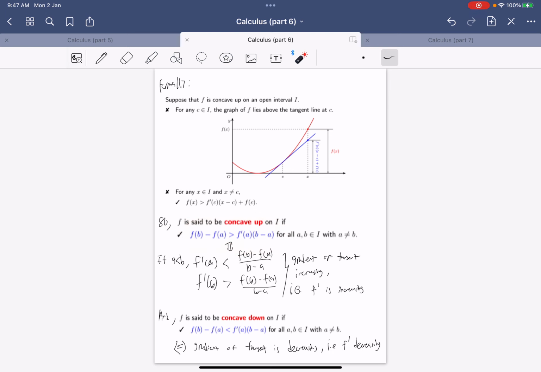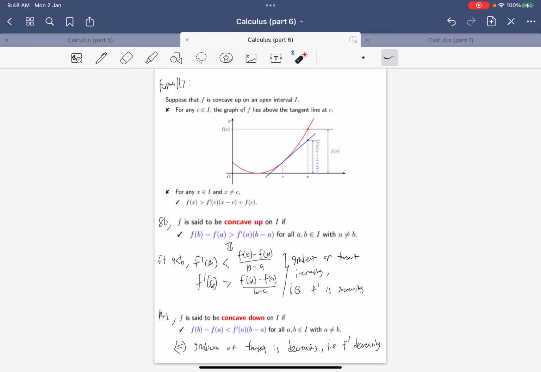that if a is less than b, then f'(a) will be less than this gradient, and f'(b) will be greater than this gradient. It means that the gradient increases, and so f' is increasing. Similarly, for concaving down, it means f' is decreasing. And this is the proof for one direction.